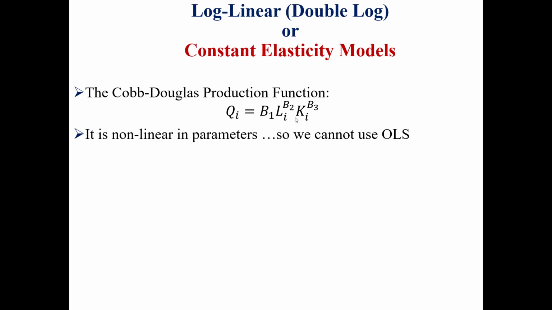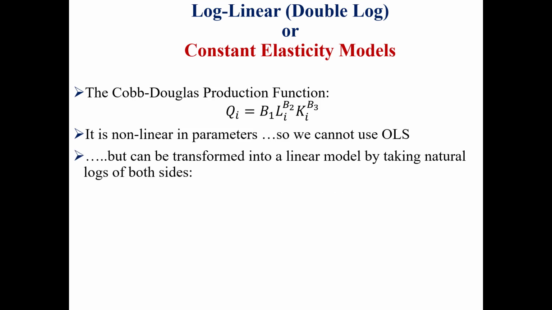If we look at this production function, it's very clear that it is not linear in parameters, because the parameters are in the power of these explanatory variables, so we can't apply the OLS method. However, applying some mathematical tool, we can convert this model to a linear form and then estimate it through OLS. How can we do that? It's very simple and straightforward. First of all, we take the natural log, that's ln, on both sides of this equation. When we do that, we get ln of Qi equal to ln of beta 1 plus.